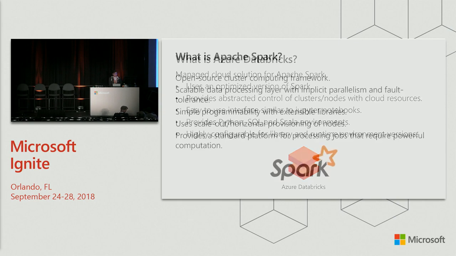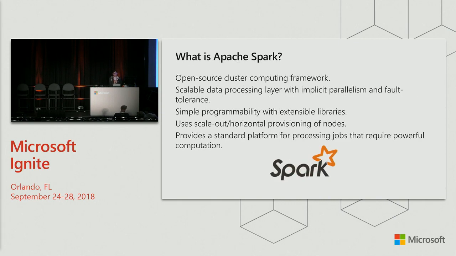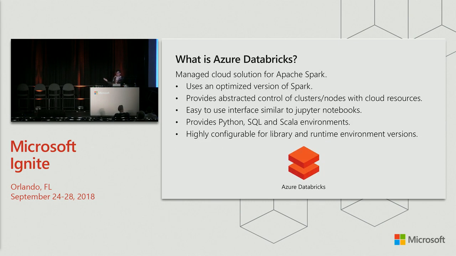So the main thing is that it provides a standard platform so you can process jobs in parallel and flexibly as clusters are provisioned with nodes that can provide that processing power, and it can be scaled up and down. Azure Databricks is a managed cloud solution for this particular library. So Azure Databricks has created their own runtime of Apache Spark. So it's an enhanced version of Apache Spark running on the Azure cloud.